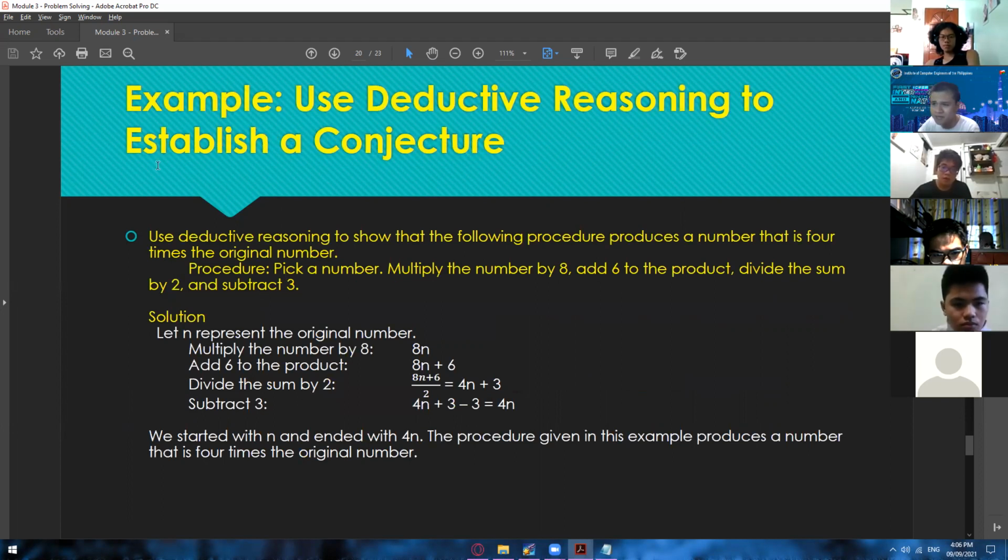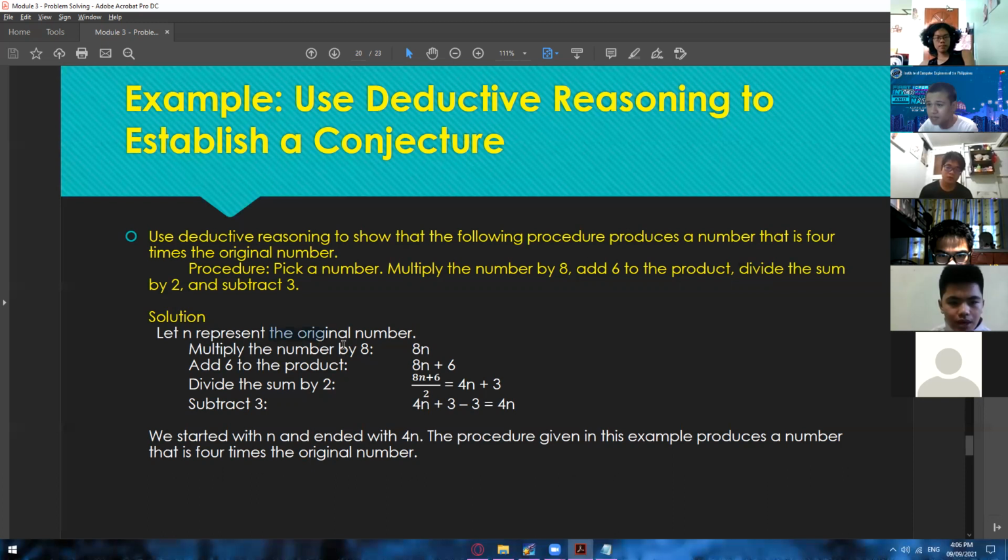So let's use the same example. We use deductive reasoning to establish a conjecture. We use deductive reasoning to show that the following procedure produces a number that is 4 times the original number. So in here, we are going to prove that the one we had a while ago is actually true using deductive reasoning. So here are the procedures. Pick a number, multiply the number by 8, add 6 to the product, divide the sum by 2, and subtract 3.